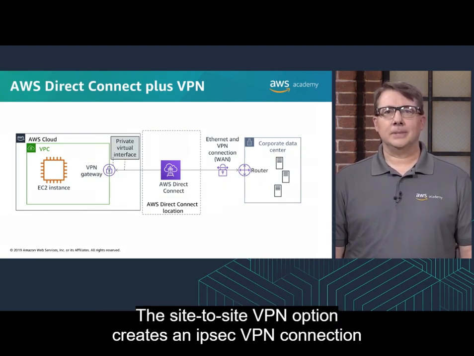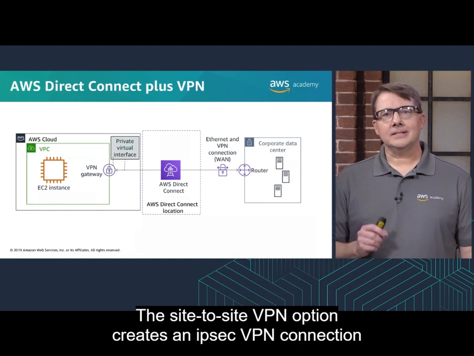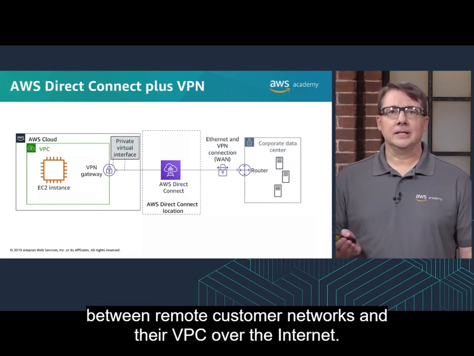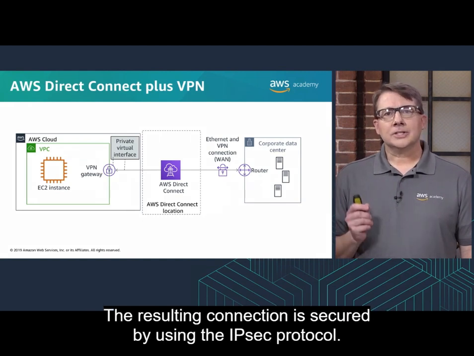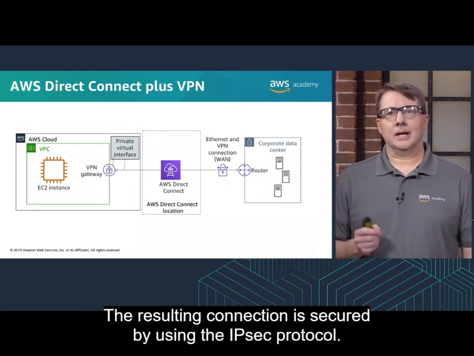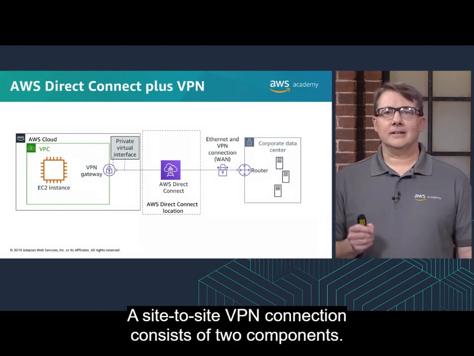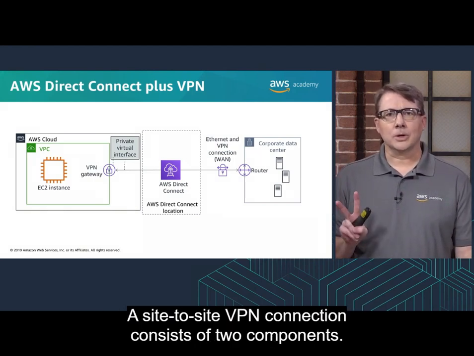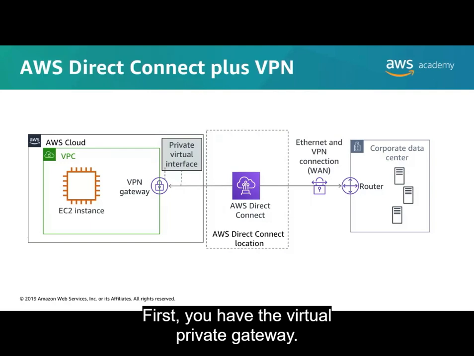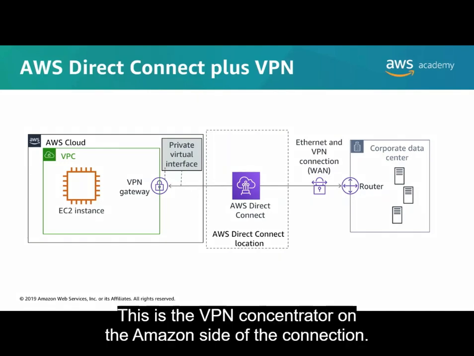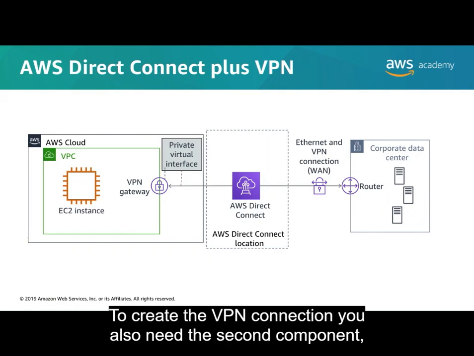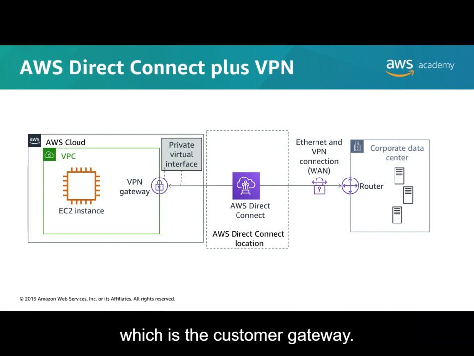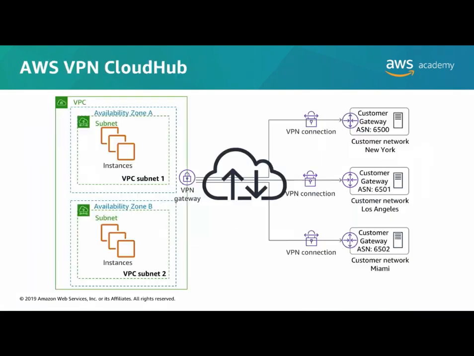The site-to-site VPN option creates an IPsec VPN connection between remote customer networks and their VPC over the internet. The resulting connection is secured by using the IPsec protocol. A site-to-site VPN connection consists of two components. First, you have the virtual private gateway. This is the VPN concentrator on the Amazon side of the connection. To create the VPN connection, you also need the second component, which is the customer gateway.